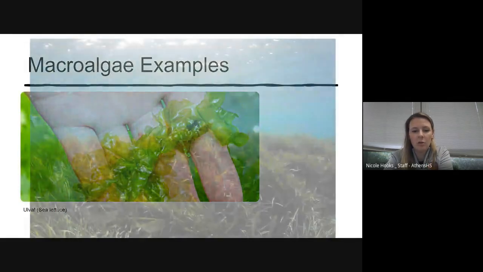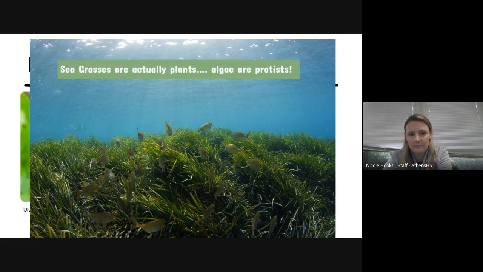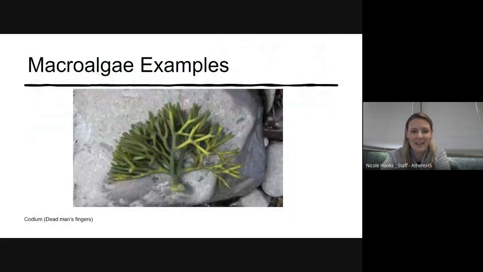Okay, again, Ulva, sea lettuce. We got some green Chlorophyta here, and then we've got some actual sea grasses, which this is actually a plant. Sea grasses are actually real plants. They're really actually grass, essentially underwater grass. Okay, sea grasses are plants, but algae are protists. And then this last green one here that I think is really cool, it's Codium. It's also called dead man's fingers. I think because it looks like dead man's fingers, maybe. But they're very round and squishy and kind of gross. So I could see them being very similar to waterlogged dead man's fingers.